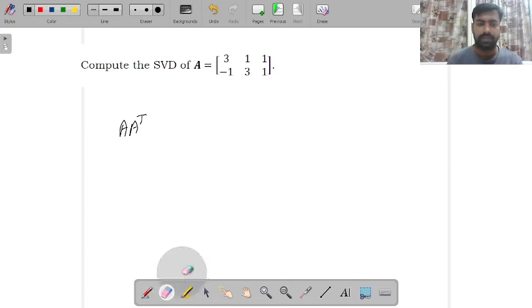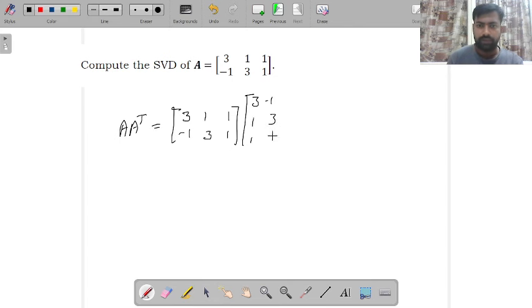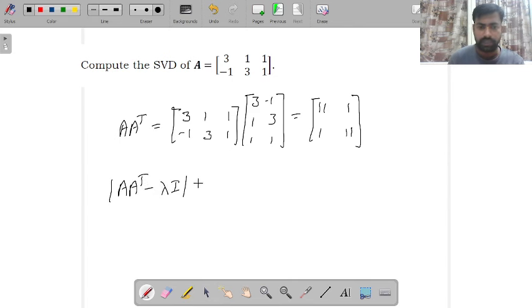So only two steps. So first let me write what is A into A transpose, which is 3 1 1, negative 1 3 1, multiplied with 3 1 negative 1 and 1 1 3 1. You can see that this product is 11, 1 and 1, 11. Let's see the eigenvalues of this matrix, that is A into A transpose minus lambda times the identity. Let's equate its determinant to 0. So this is the characteristic equation.